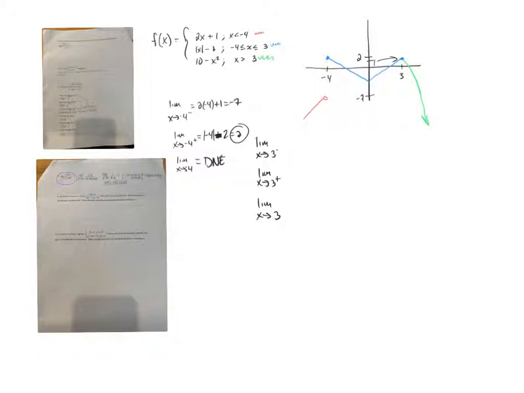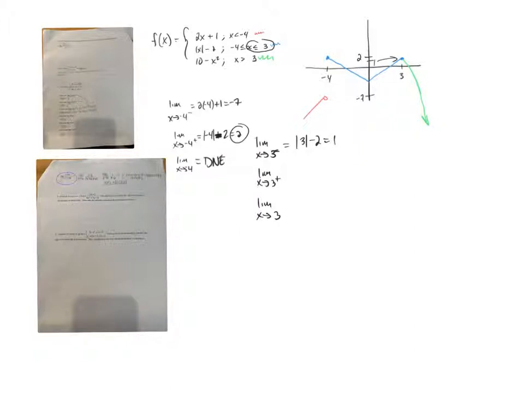To the left of 3, the limit as x approaches 3 from the left. That's x's that are less than 3, so you plug a 3 into the absolute value of 3, which is 3, and 3 minus 2 is 1. So that limit's going to be the absolute value of 3 minus 2, which is 1.